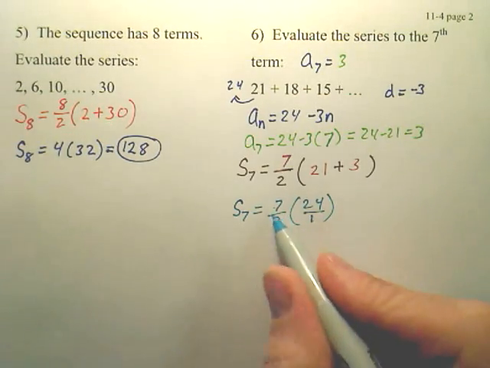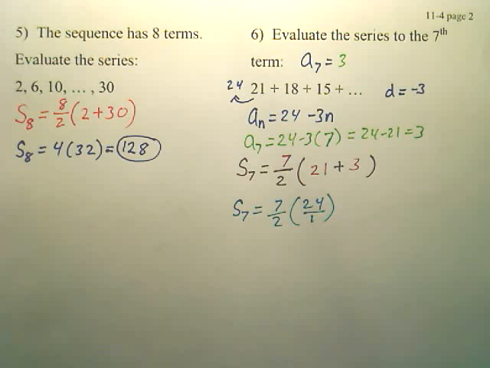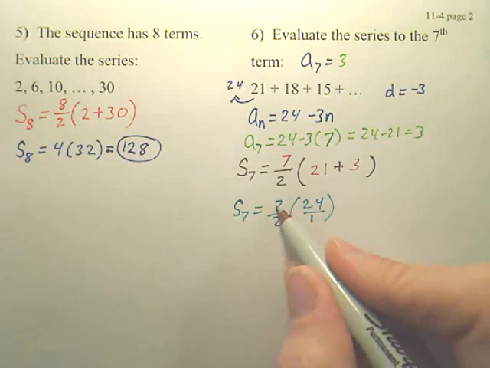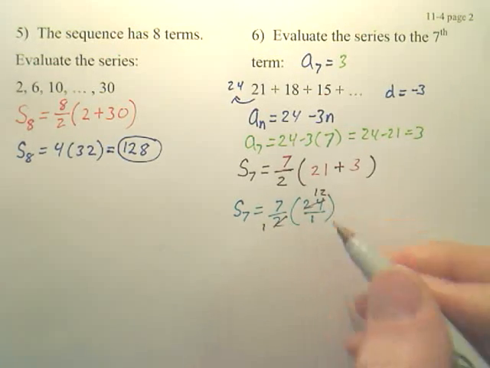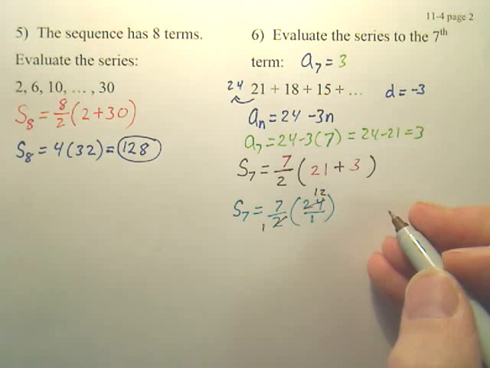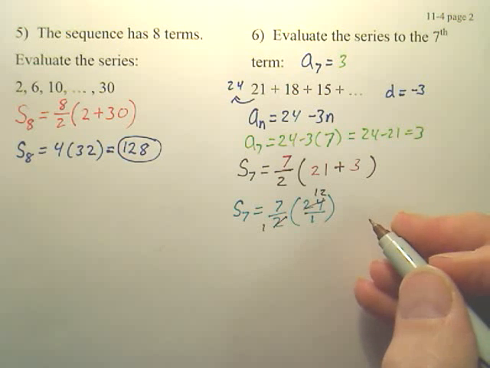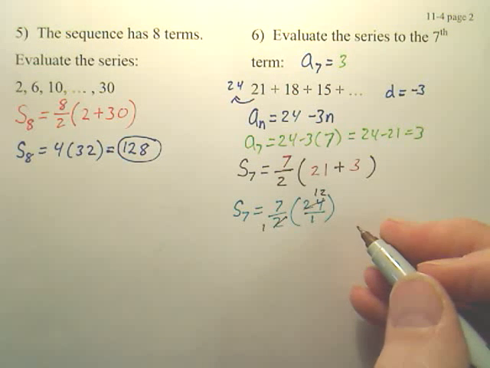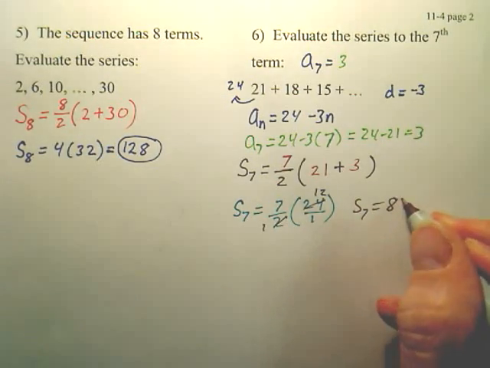Now before you get a decimal here, could I cancel the 24 divided by 2? Does that make it easier? Instead of getting this to be a decimal, can I just cancel this with this, leaving me 1 and 12? And 7 times 12? Is it 84? Yeah. So S7 is 84.